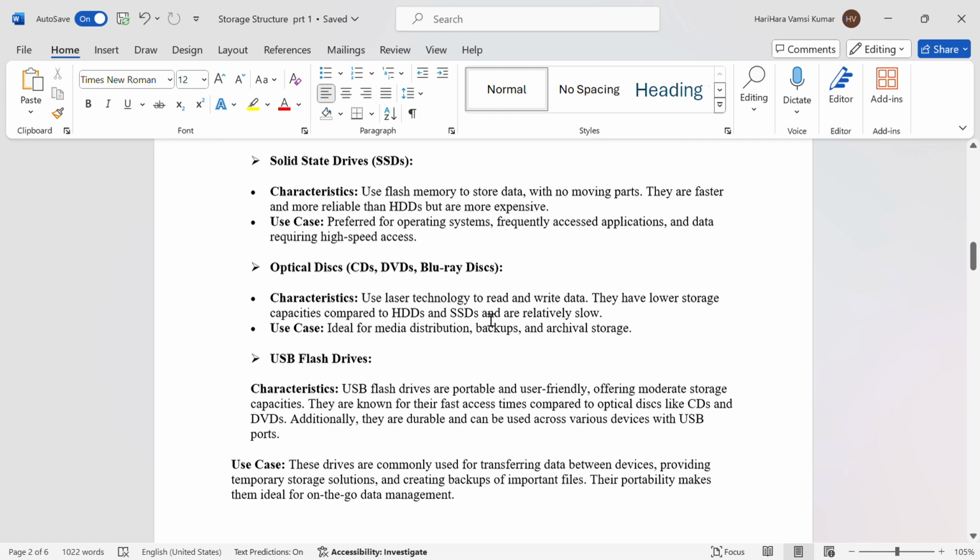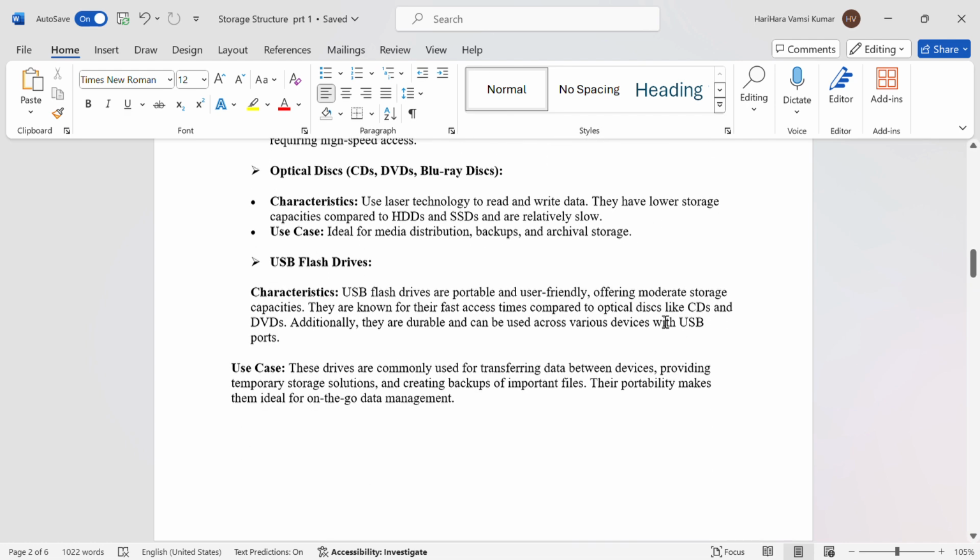Optical discs: CDs, DVDs, Blu-ray discs. Characteristics: they use laser technology to read and write data. They have lower storage capacities compared to HDDs and SSDs and are relatively slow. Use cases: ideal for media distribution, backups, and archival storage.